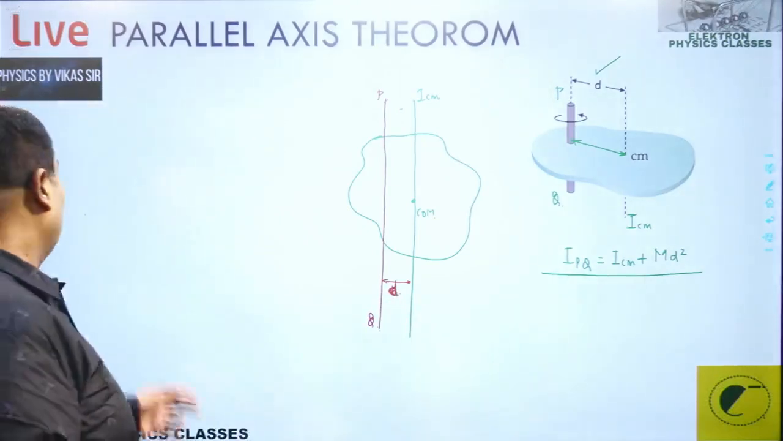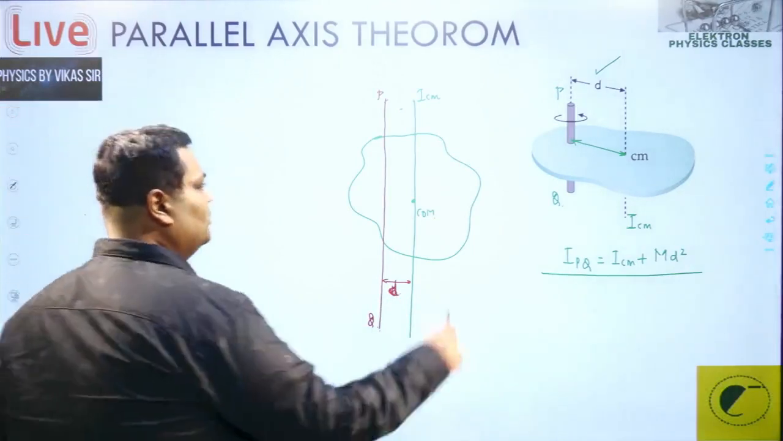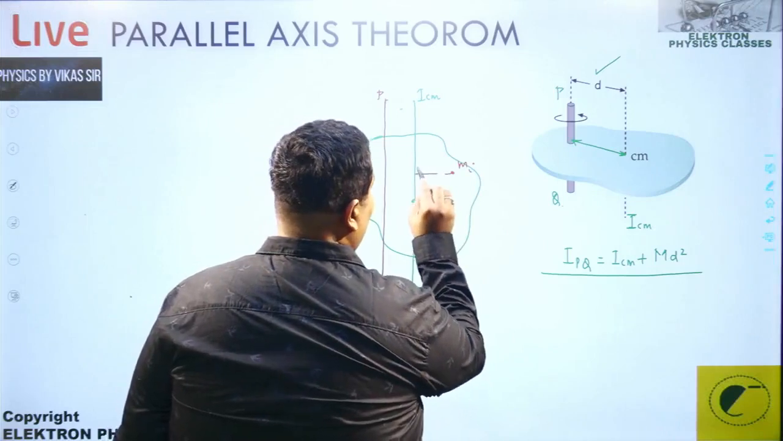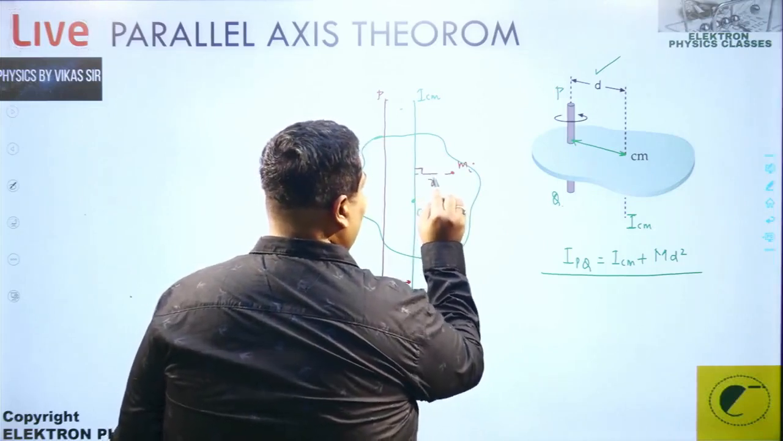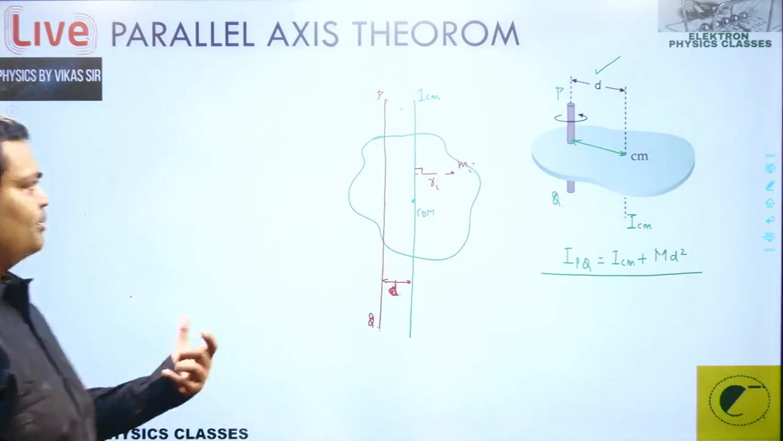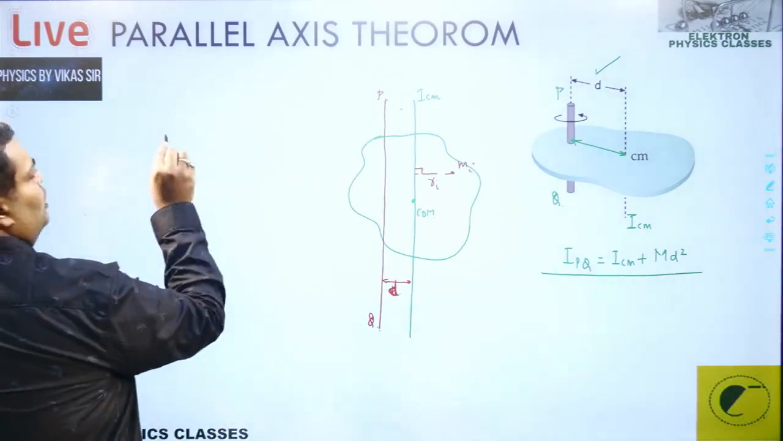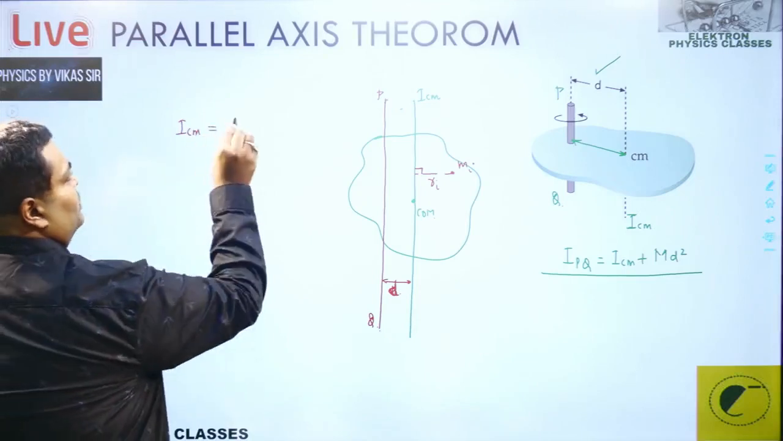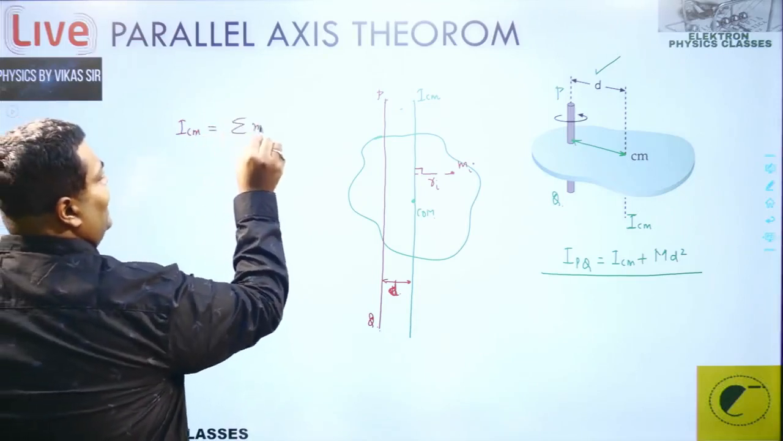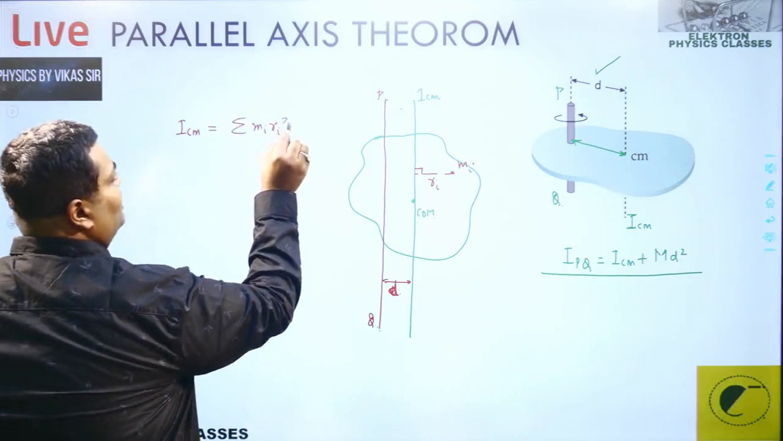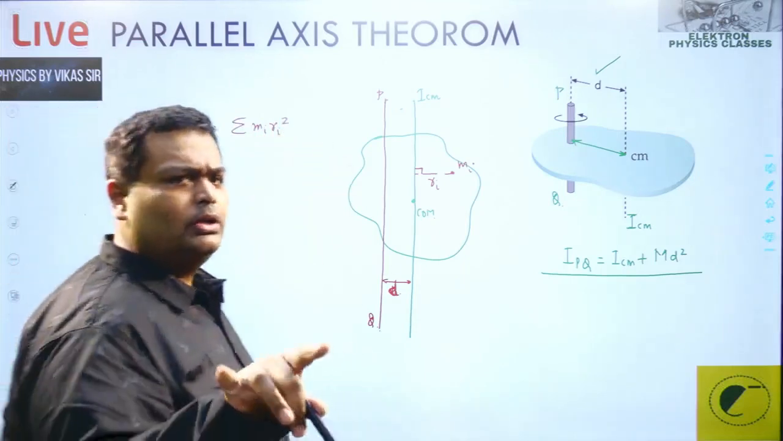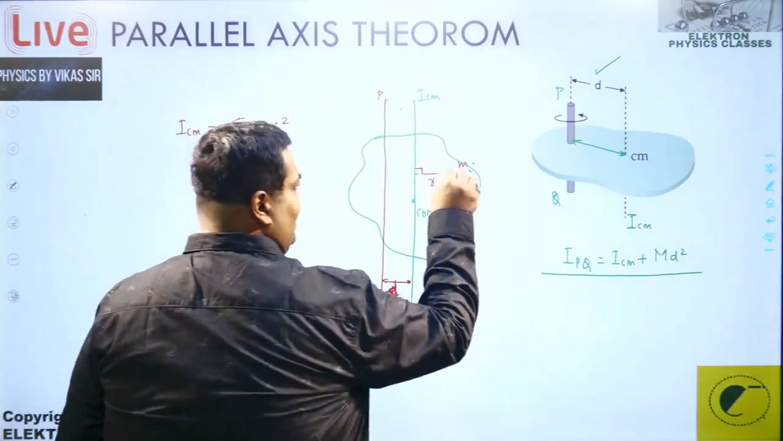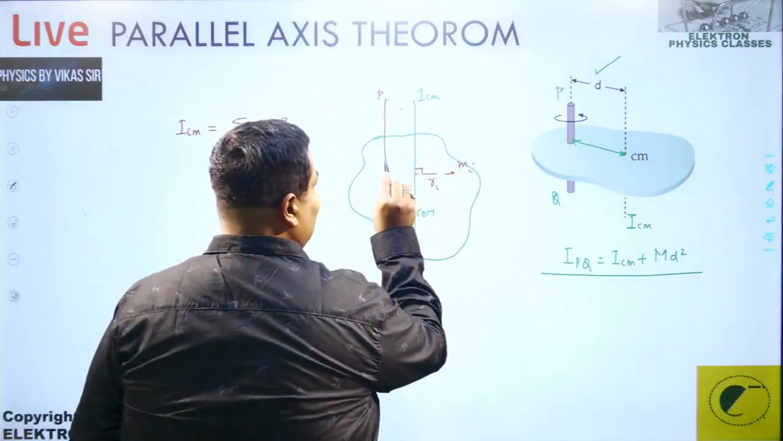Now consider a particle here. Let's say the ith particle. And drop the perpendicular. So that perpendicular is, let's say, ri, the perpendicular distance. So, what's the moment of inertia about the center of mass axis? That will be summation of mi ri square, simple, i from 1 to n.